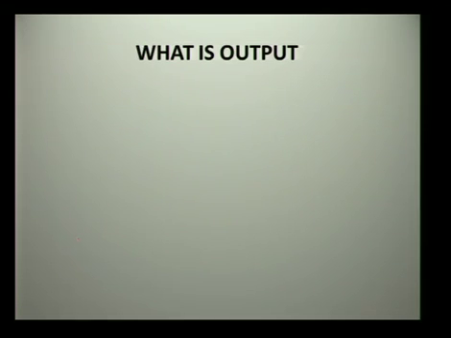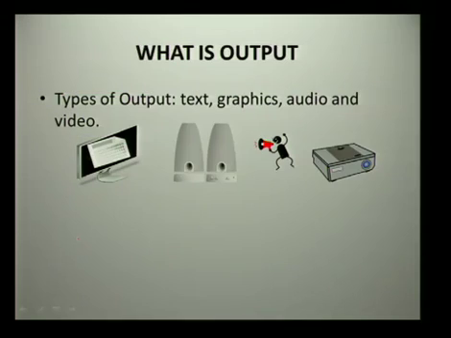Now what is output? Output is what you receive after you have entered your data and your data has been processed. You get different types of output, just like you get different types of input. Types of output: you get output in the form of text, output in the form of a graphic, which is a picture, output in the form of audio, or output in the form of video. Again, this output would depend on the device that you use.